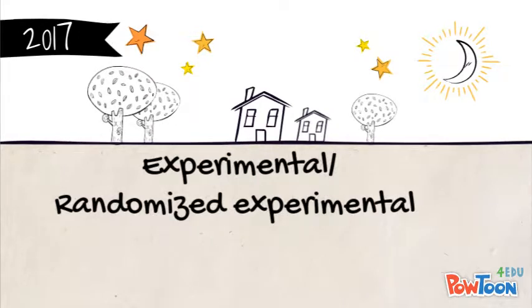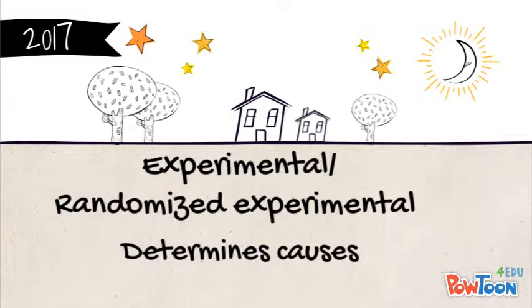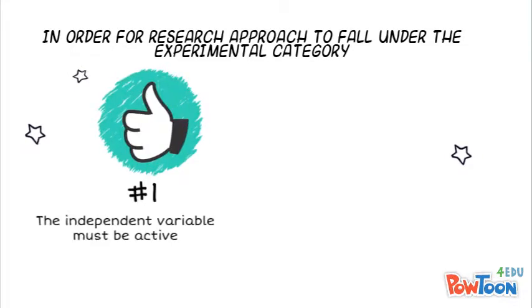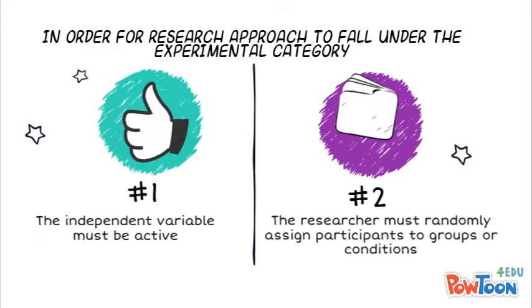Experimental or randomized experimental approach determines causes, which makes this the best approach for research focused on cause and effect. In order for a research approach to fall under the experimental category, two things must occur. The independent variable must be active and the researcher must randomly assign participants to the groups or conditions.